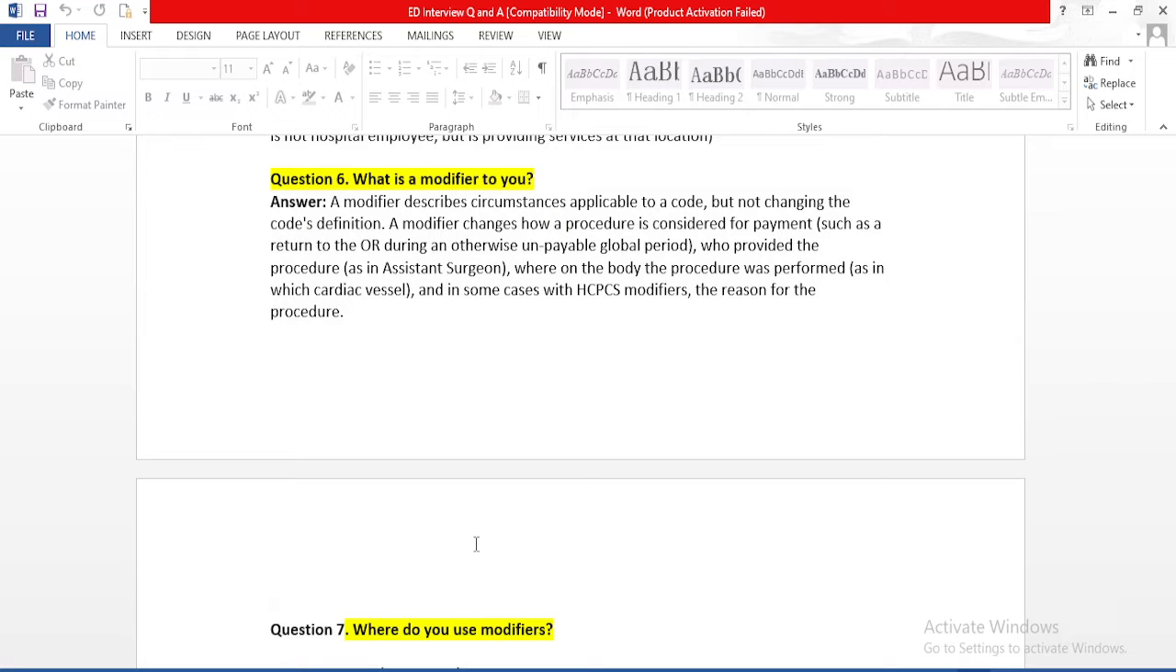Basically, we have different types of modifiers. Like payment modifiers, laterality modifiers, which we usually call anatomical modifiers, and a few are informational modifiers. The informational modifiers will not impact the revenue, but they will provide extra information to the payers.